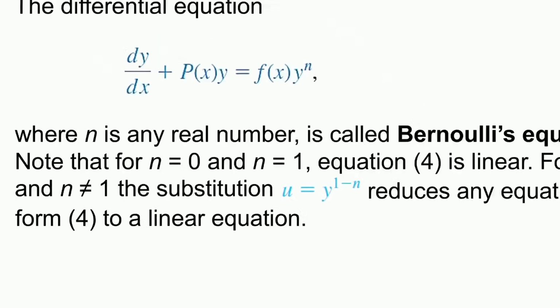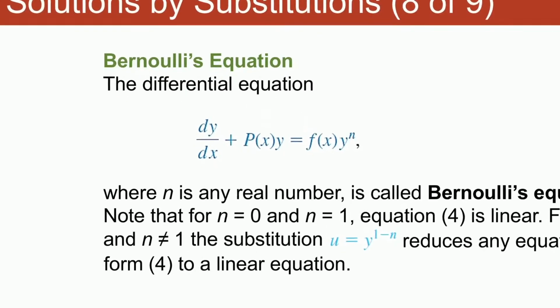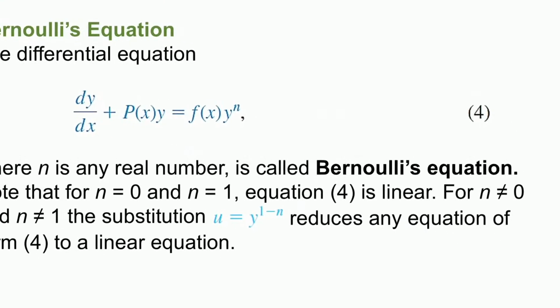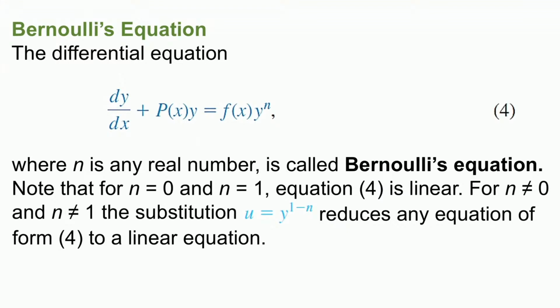So here's the substitution that we're going to make. Anytime you have a differential equation like this, dy over dx is equal to some function of x times y plus another function of x times y to some power. That's the key, is that you have that. Anytime you have something like that, you can make this substitution, that is u is equal to y to the 1 minus n, and that will reduce the whole thing to a linear equation. So let's demo this. It's not that hard.